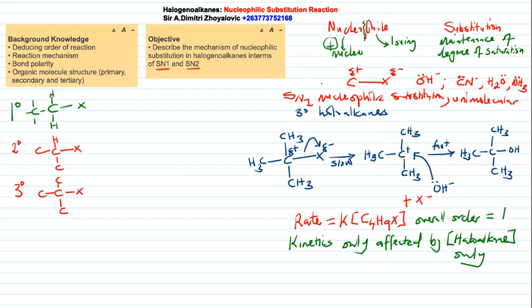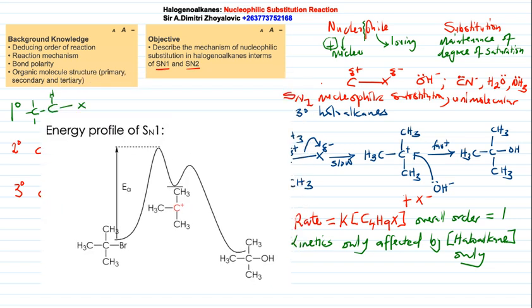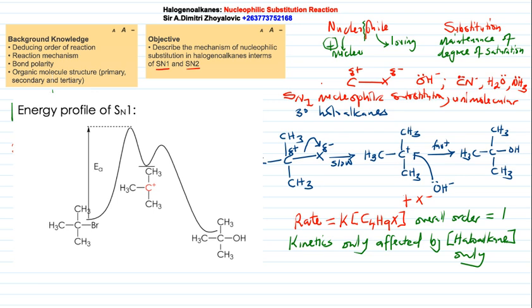Then let's look at the energy profile for SN1. It looks like this. The first step has the highest activation energy, which is the slowest step. The activation energy for the second step, which was fast, is lower. So this is the energy profile.